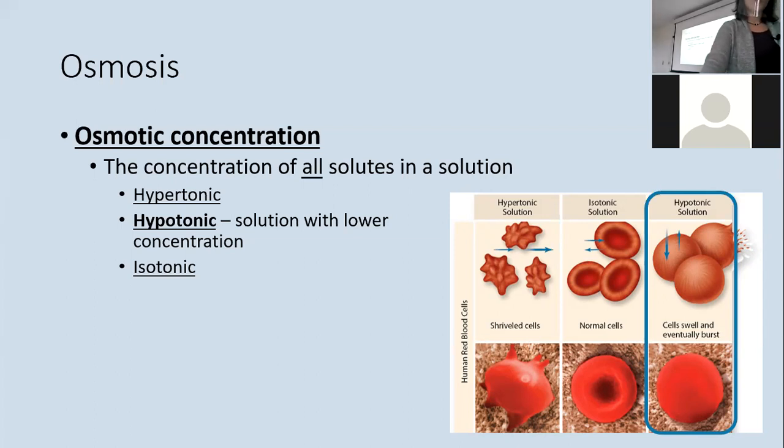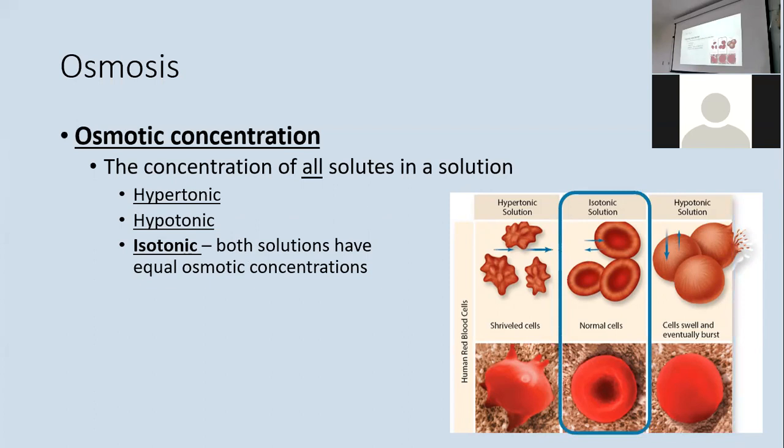All right, which leaves the third option, which would be isotonic, where whatever's inside the cell and whatever's outside the cell have the same osmotic concentration. You've got the same concentration of solutes outside the cells as you do inside. And this is what your body wants. Your body wants things to be nice and even. It doesn't want things shriveling up. It doesn't want things bursting. Ideally, your body is maintaining some homeostatic environment where your red blood cells maintain the shape they need to do the functions they need to do. So isotonic, the concentrations are the same, both inside the cell and in the solution that you've got the cells in.